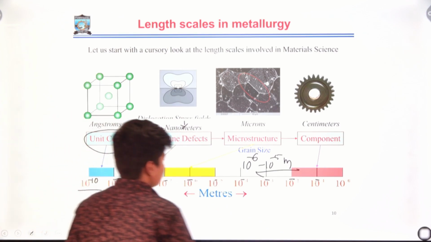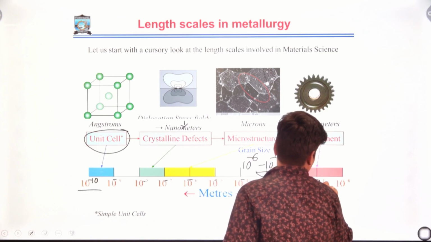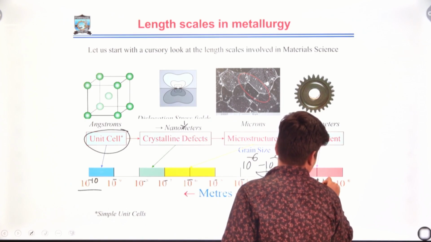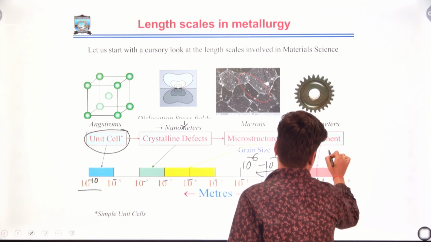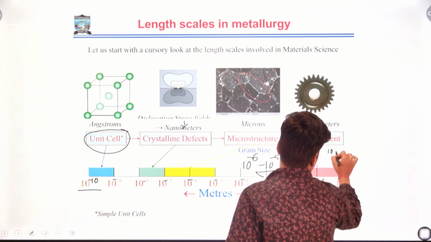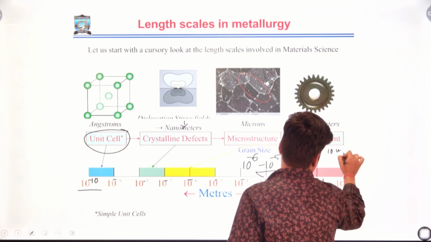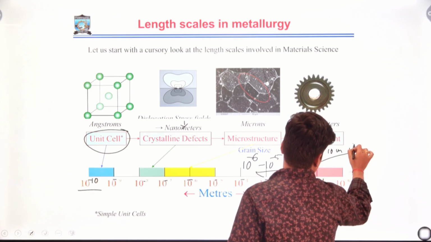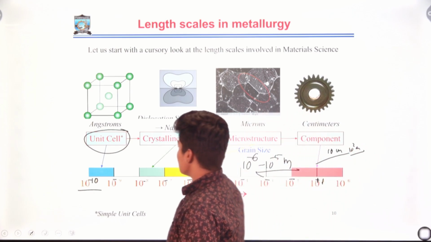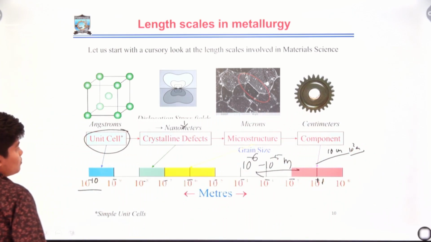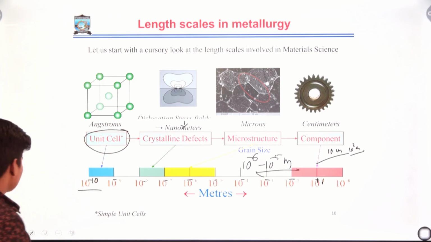Around 10 to the power 1 to 2, like 1 meter, 10 to the power in centimeter. Ten centimeters or something like 2 centimeters, it is there. So different structures of metallic material have different sizes.